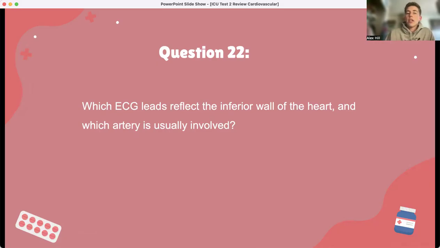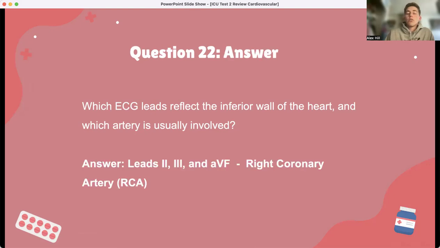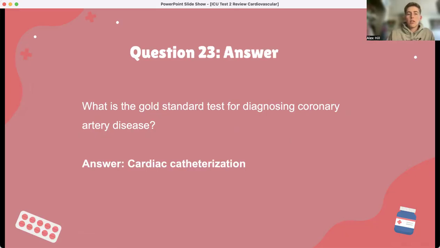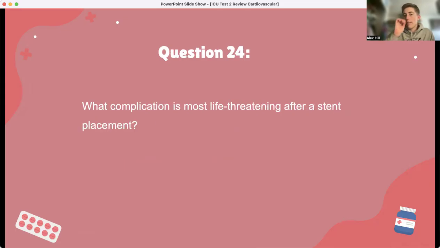Which ECG leads reflect the inferior wall of the heart, and which artery is usually involved? So it's 2, 3, and AVF. So those bottom ones. Oh, I guess for you guys it'd be like this. And then the right coronary artery. What is the gold standard test for diagnosing coronary artery disease? Cardiac catheterization.